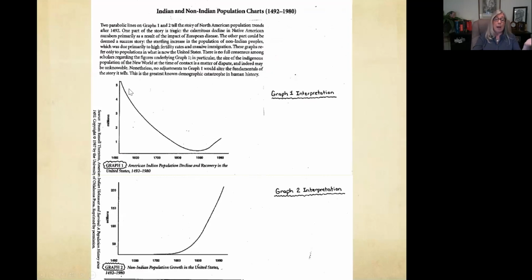So the native population is going to drastically decline in what becomes the English colonies, partially because of warfare, partially because of disease. And then the non-Indian population goes up dramatically. So as the Indian population declines, the non-Indian population, whether it's European or enslaved Africans, will go up dramatically.